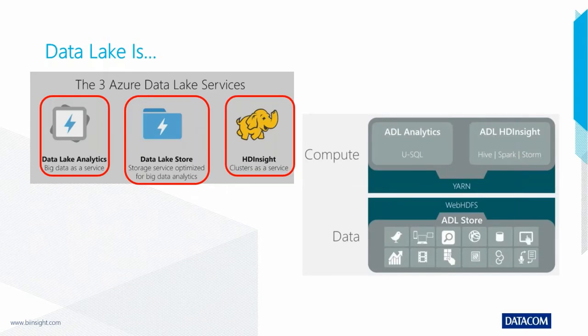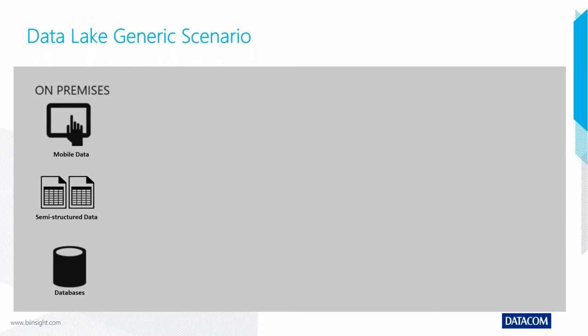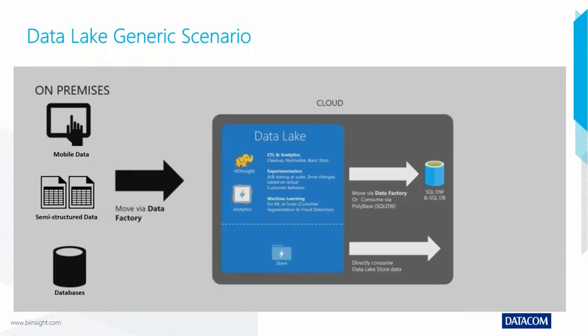And HDInsight is a cluster service for computation. We have two different layers in Data Lake in general: a compute layer, which includes Data Lake Analytics and HDInsight, and a data layer, which includes the Data Lake Store. The generic scenario for Data Lake is when you move your data from on-premises to the cloud and make it ready for analytics in Azure Data Lake Store.